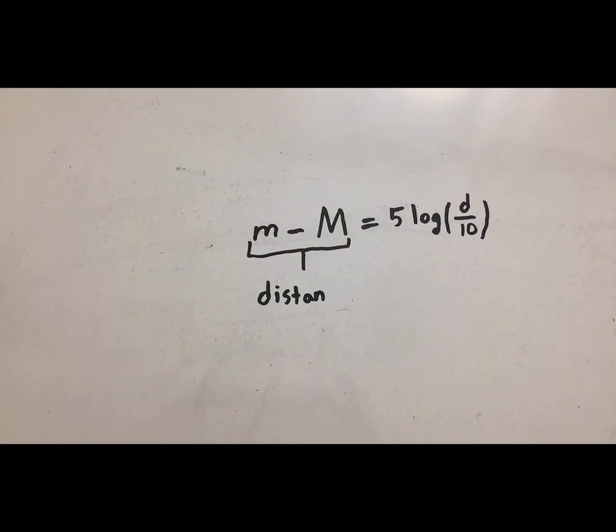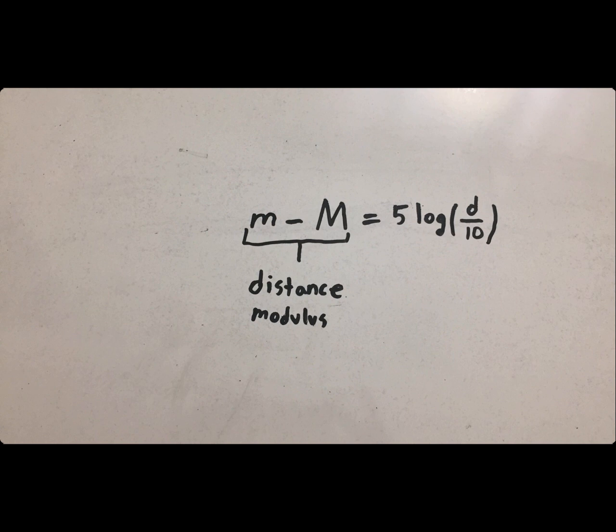Using this equation, we can convert the apparent magnitude, denoted by lowercase m, to absolute magnitude if we know the distance d in parsecs to the star. We can also calculate the apparent magnitude if we know the distance and the absolute magnitude of a star using this same equation. And the m minus M expression is also known as the distance modulus.